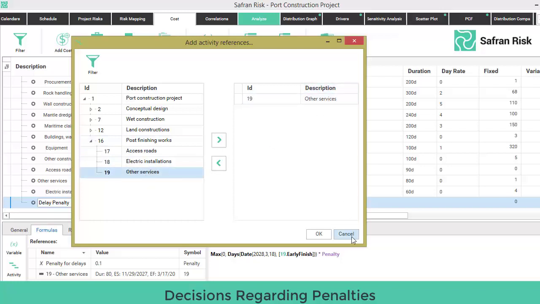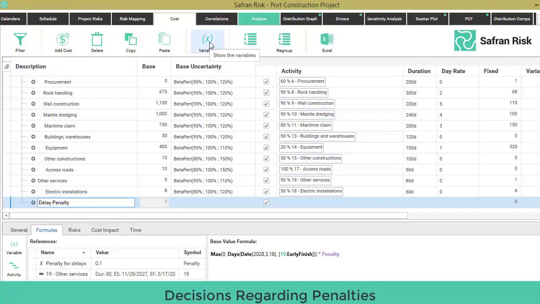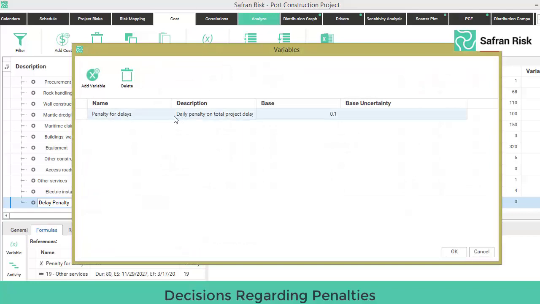Second, we need to create a variable that holds the penalty amount. Go to the Variables Creation icon and add a name, Penalty for Delays, and a base of 0.1, meaning $100,000, since the project has been estimated in millions of dollars.